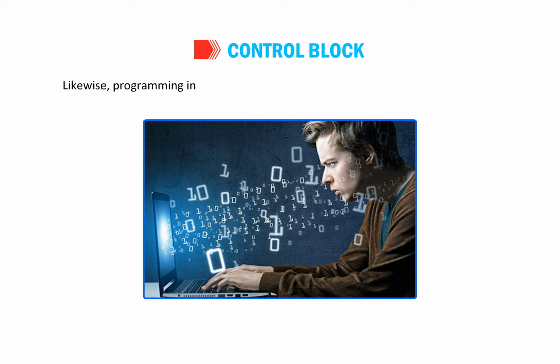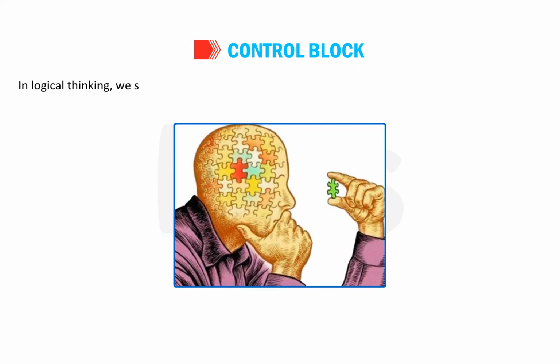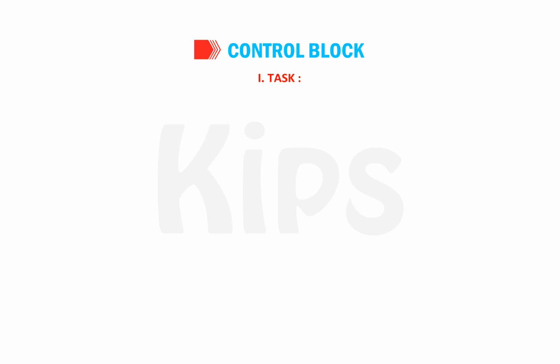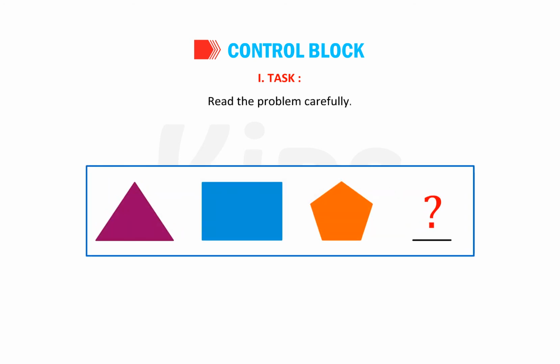Likewise, programming in a computer language includes logic and decision making. In logical thinking, we should first identify the main steps and then work out the details of each step. Look at the shapes given here. The main steps in logical thinking are: Number 1. Task. Read the problem carefully. Here 3 shapes are given. What comes next in the sequence?